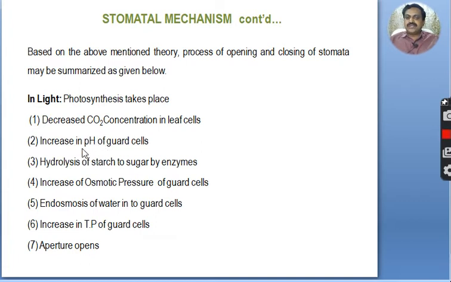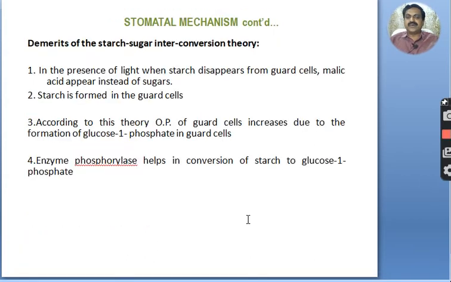When the concentration is increased, pH also gets increased. When pH is increased, hydrolysis of starch to sugar by the enzyme phosphorylase takes place. Osmotic pressure increases in the guard cells, endosmosis takes place, as you all know. Turgor pressure increases, and the aperture, that is the stomata, opens. The same is explained in the previous slide in the form of reactions, and it is being given sentence wise.